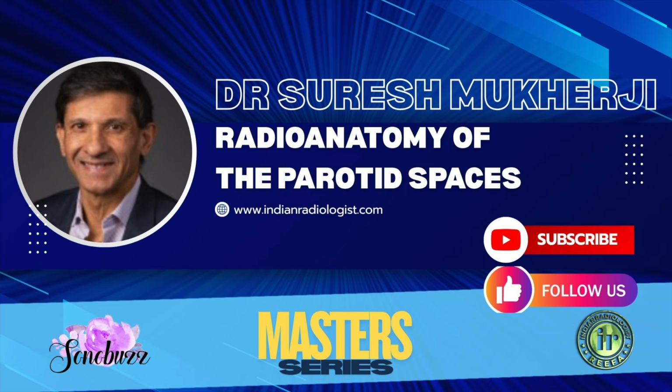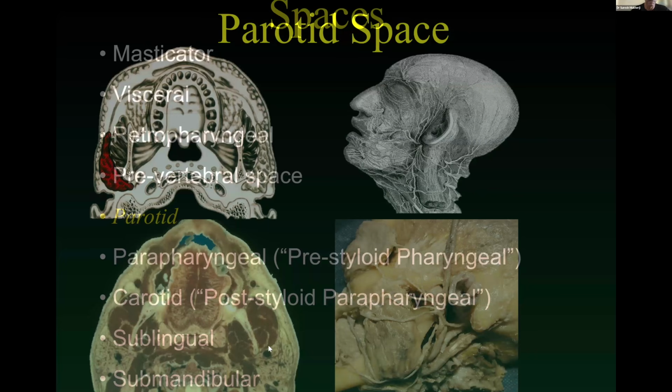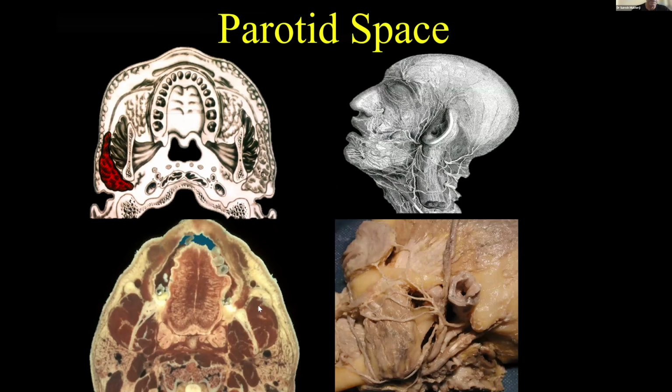The next space that we'll talk about, well, pure and simply, what do you call the space that contains the parotid gland? Well, it's the parotid space. So just to emphasize where we've gone so far, this was the masticator space here. This was the visceral space here. This was the retropharyngeal space, and this was the prevertebral space.